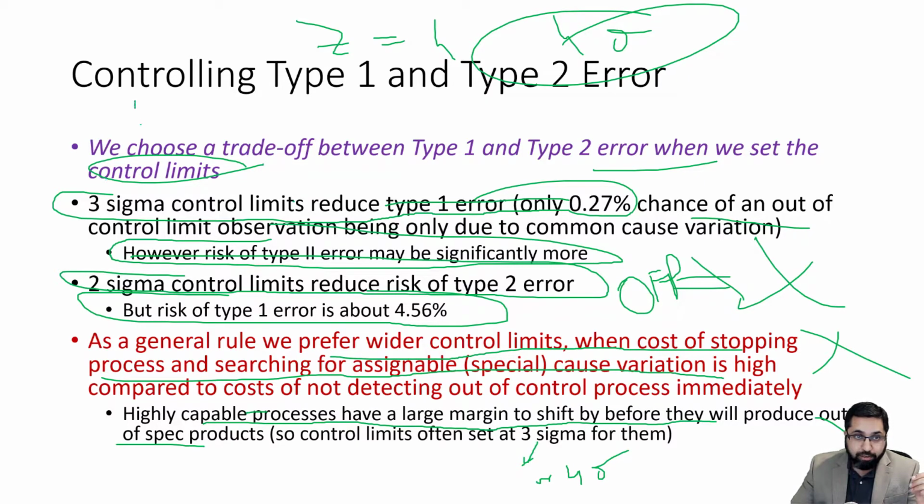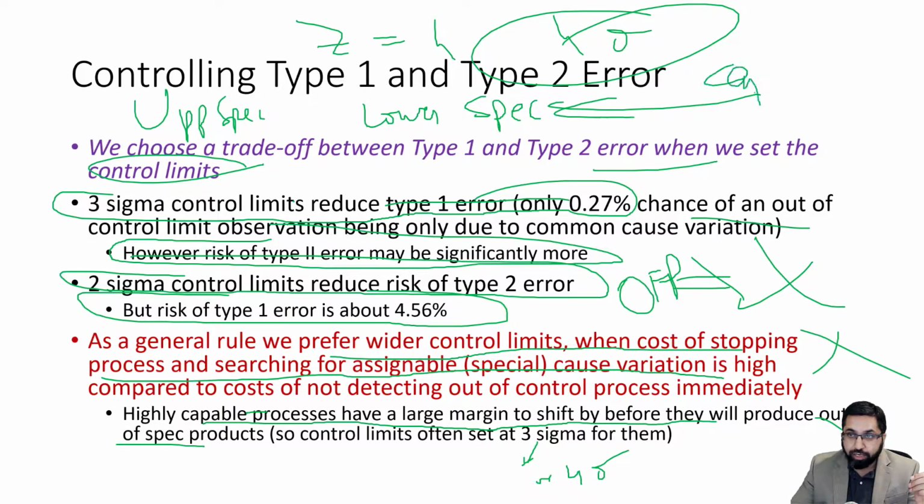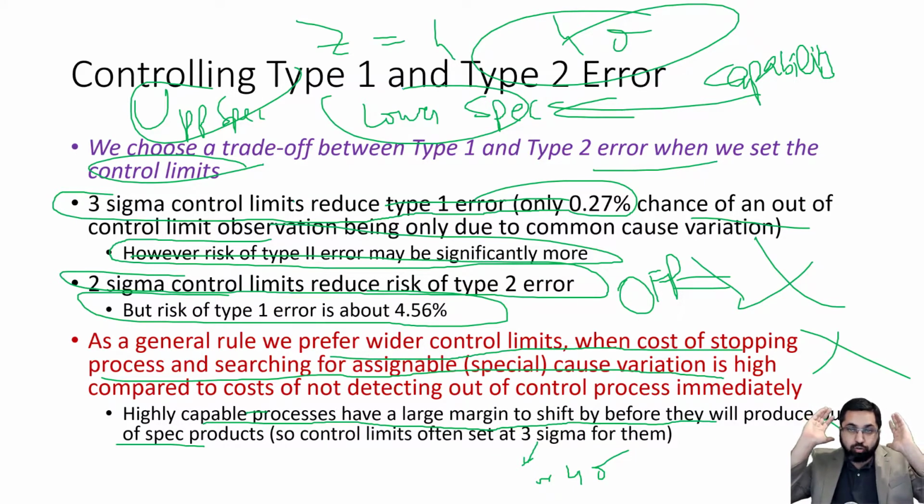Notice the upper spec and the lower spec in the capability calculations are different than control limits. Do not mix upper spec and lower spec and control limits together. Upper spec, lower spec is what tolerance the customer is willing to accept. And that tolerance is for actual pieces of the product, not for a sample average. Whereas control limits apply to sample averages, and they have nothing to do with what the user is expecting. They have all to do with the inherent variation in the process. They're not looking at the customer. Okay, so they're different things.